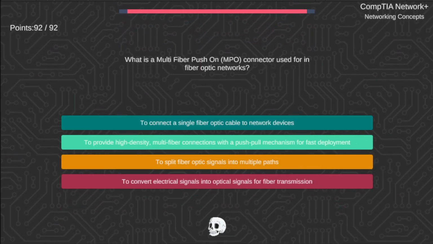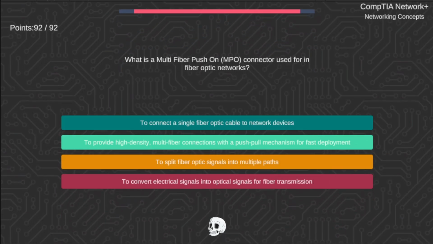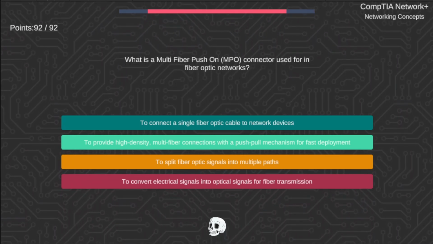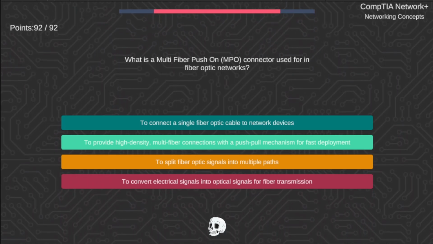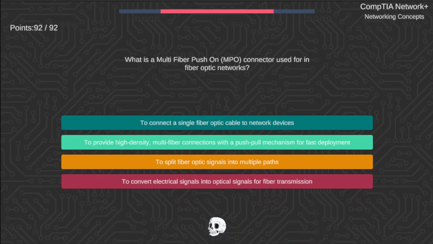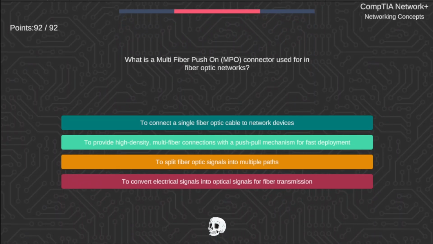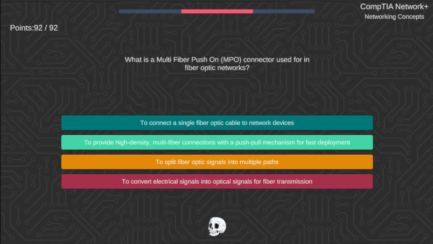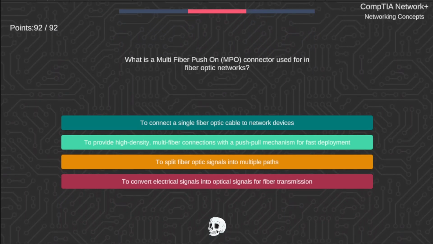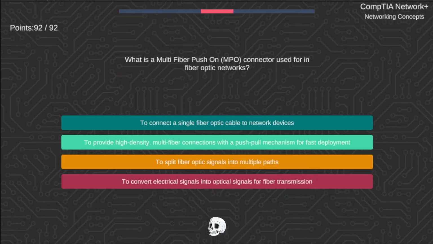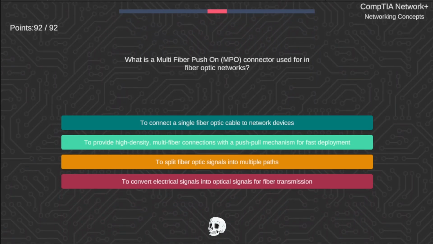What is a multi-fiber push-on MPO connector used for in fiber optic networks? To connect a single fiber optic cable to network devices, to provide high-density multi-fiber connections with a push-pull mechanism for fast deployment, to split fiber optic signals into multiple paths, or to convert electrical signals into optical signals for fiber transmission. A multi-fiber push-on MPO connector.